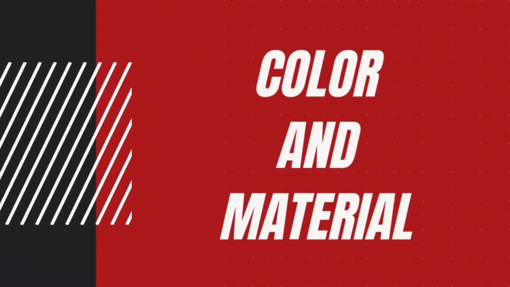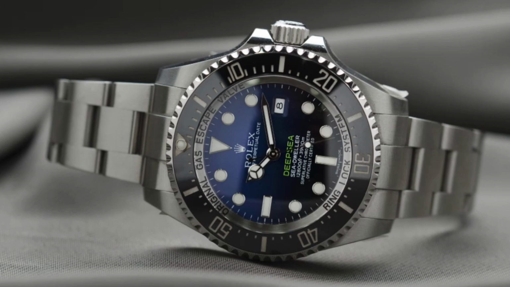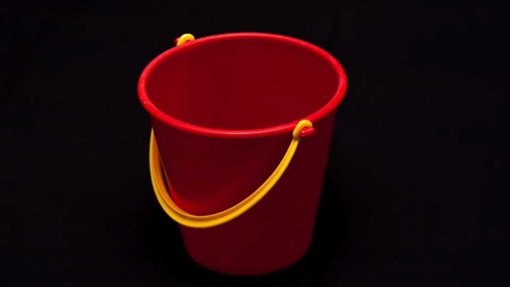Step 3. Talk about color and material. A black wooden chair. A silver metal watch. A red plastic bucket.